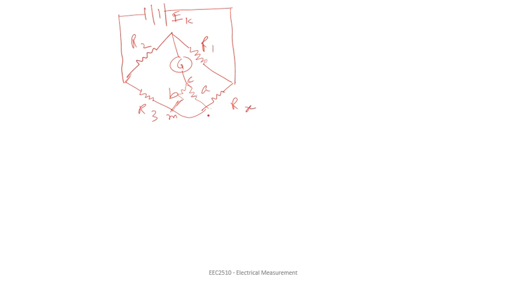This point is point M, this point is point N, this point is point L, and this point is point O. So this is the circuit for Kelvin's double bridge.